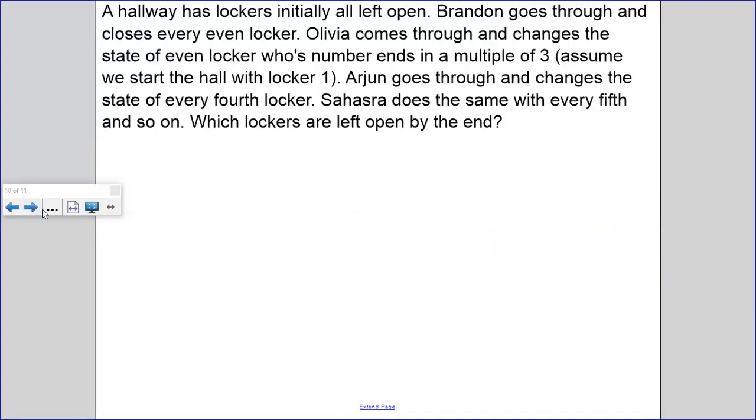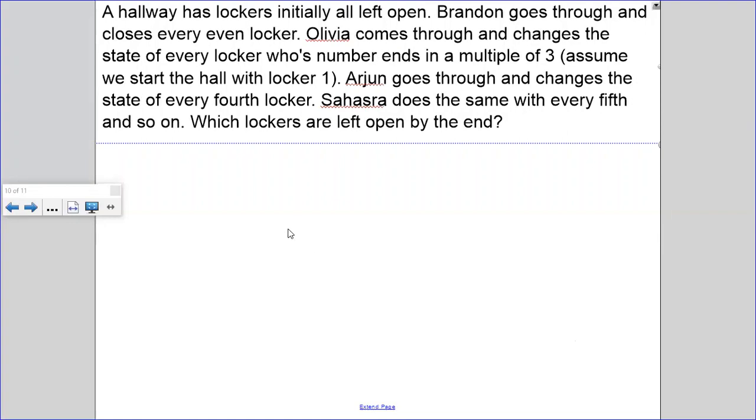Some of you might not have seen a problem like this before, so I wanted us to address this. This is just a fun little thought experiment, really. A hallway has lockers. This is like an infinite hallway problem. Essentially, all are left open. Brandon goes through and closes every even locker. Olivia comes through and changes the state of every locker whose number is a multiple of 3.